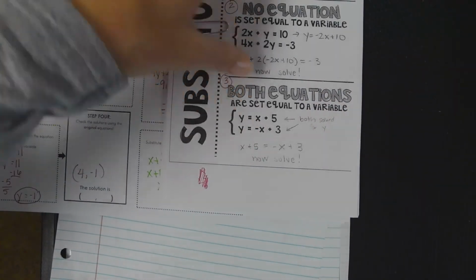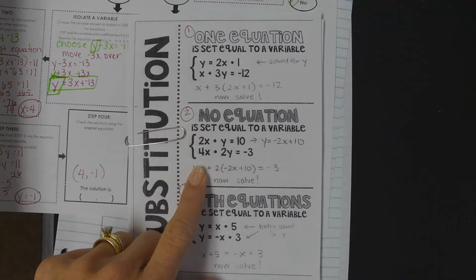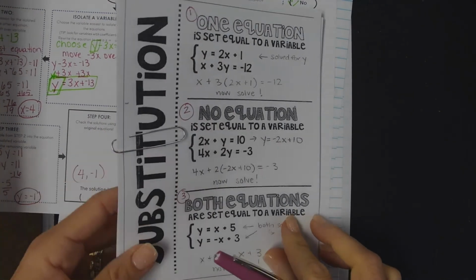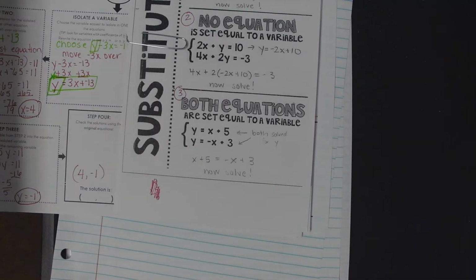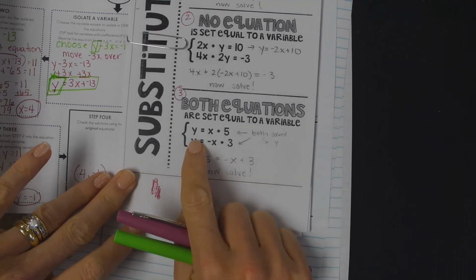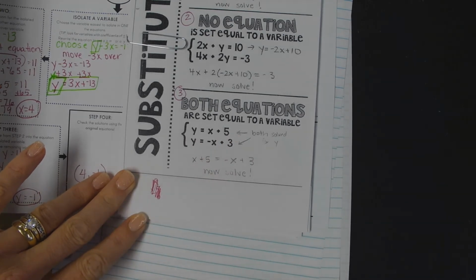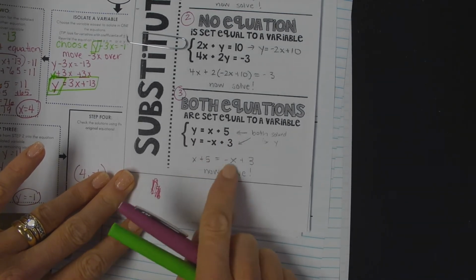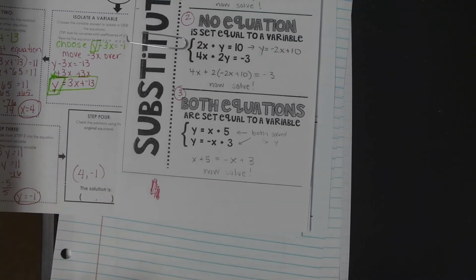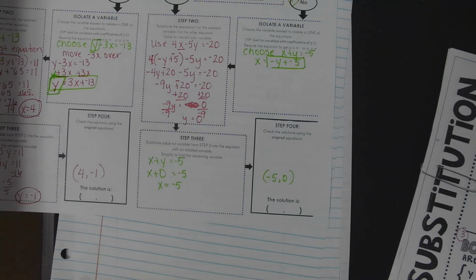Situation 1, we've done. Situation 2, we just did. Situation 3 is more fun. So everybody look and see, situation 3, y equals x plus 5, y equals -x plus 3. Therefore, you're going to set these equal to each other and solve. So let me give you an example, and then I'm going to let y'all do some classwork by yourself.